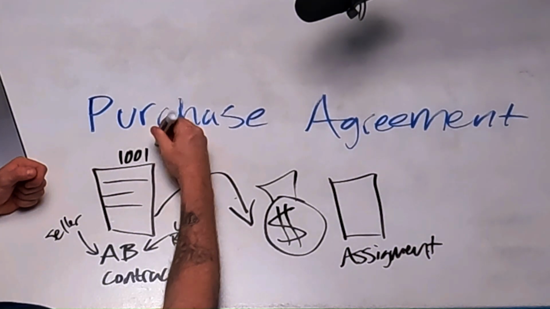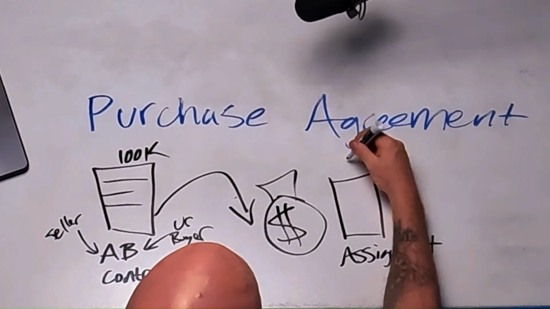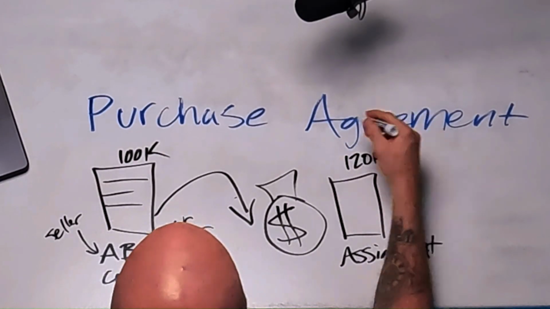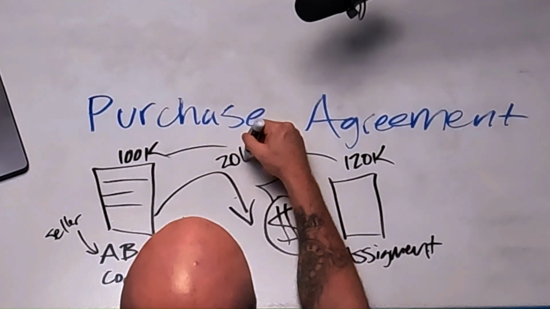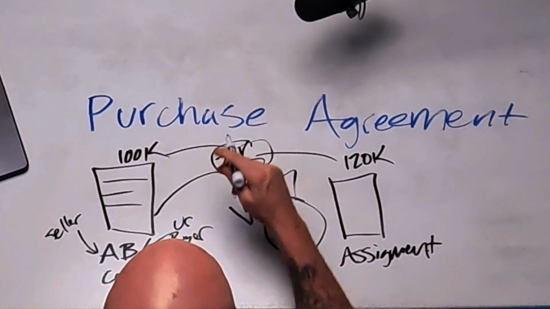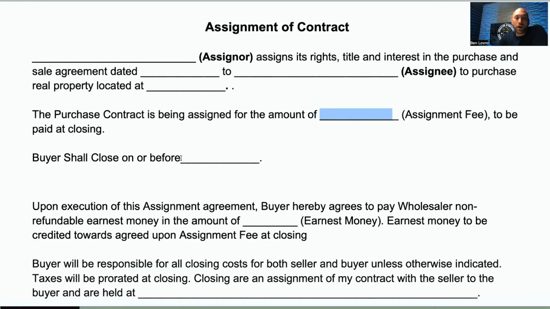So let's say you got AB contract locked up at 100K. You got a cash buyer that's willing to pay 120 for it. Your assignment fee, meeting us in the middle, would be 20K to the assignor, stepping aside and allowing the buyer to take your position. Buyer shall close on or before a certain date.